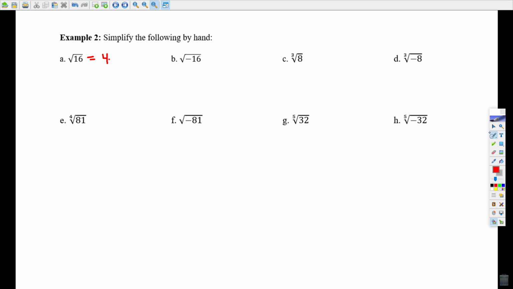What happens when we put a negative number in there? What's the square root of negative 16? It's not negative 4. If you remember from a long time ago, the negative inside the square root's not good. It gives you an i. This is 4i.